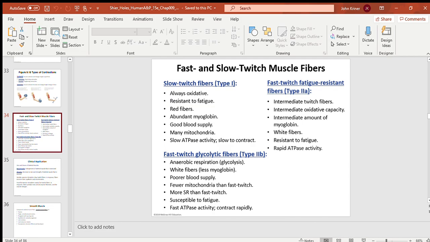And they tend to be red fibers. They're abundant in myoglobin, good blood supply, many, many mitochondria. That's why they're really good at cellular respiration. They can pump out a lot of ATP. And anytime you want a cell to do work, you have to have ATP. It's the only way cells do work.